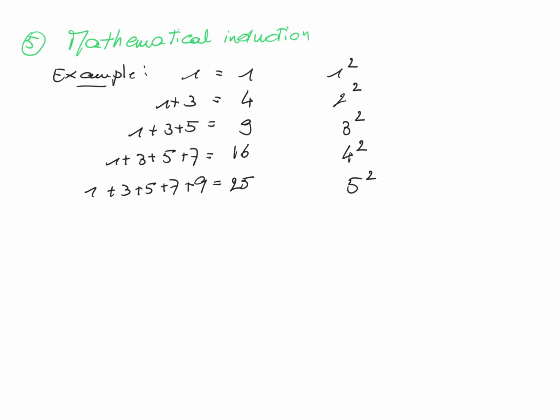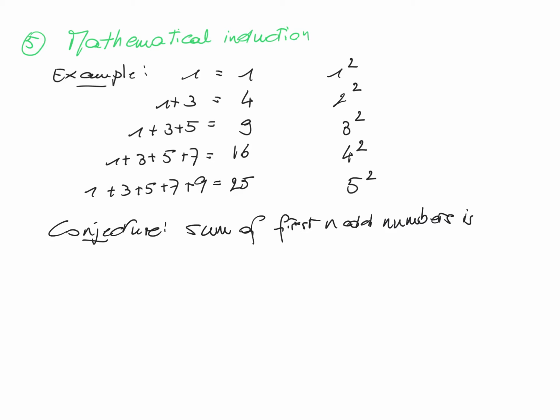When we look at this row of examples, the conjecture that we can make is that the sum of the first n odd numbers is equal to n squared. So this is our conjecture, this is what we assume that might be true and what we have to prove. So we will call this statement P. We will then also add numbers to indicate which statement we are referring to.